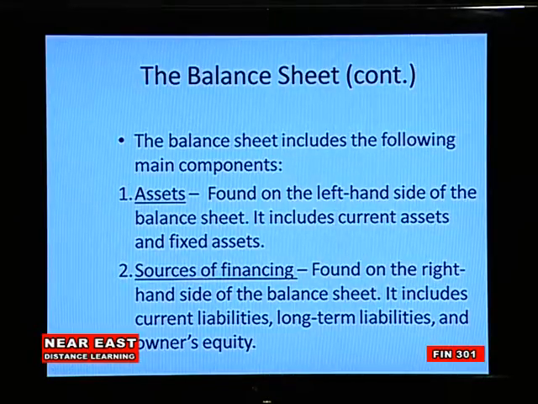The balance sheet includes the following main components: assets and source of financing. Assets will be on the left-hand side, while source of financing will be on the right-hand side. Assets include current assets and fixed assets, while source of financing includes current liabilities and long-term liabilities, also owner equity.